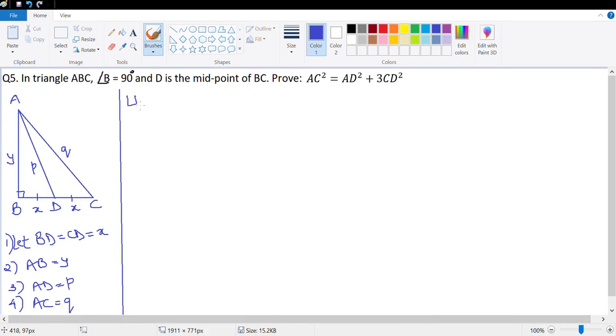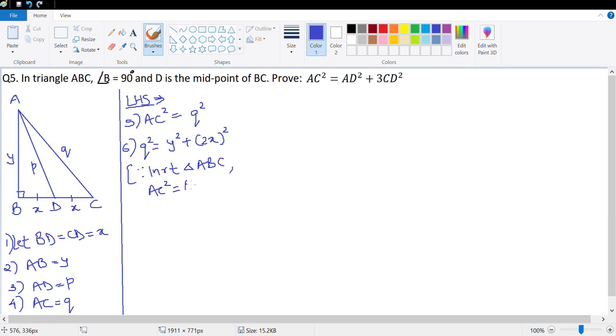So left hand side is AC square. Now AC square is equal to Q square, which can be written as Y square plus 2X whole square. A reason for this, since in right triangle ABC we have AC square is equal to AB square plus BC square. So this gives us Q square is equal to Y square plus 4X square. That's our left hand side.